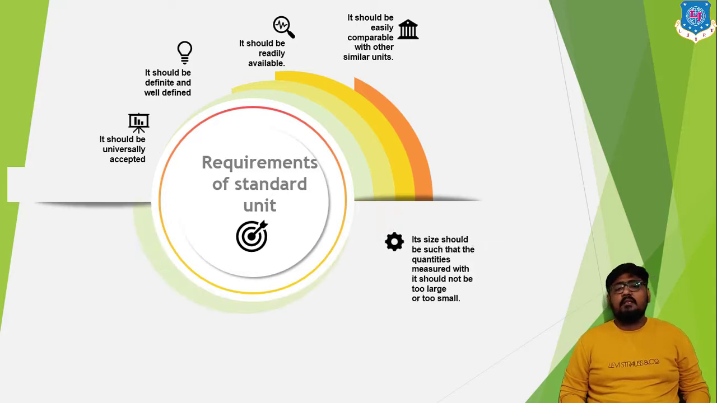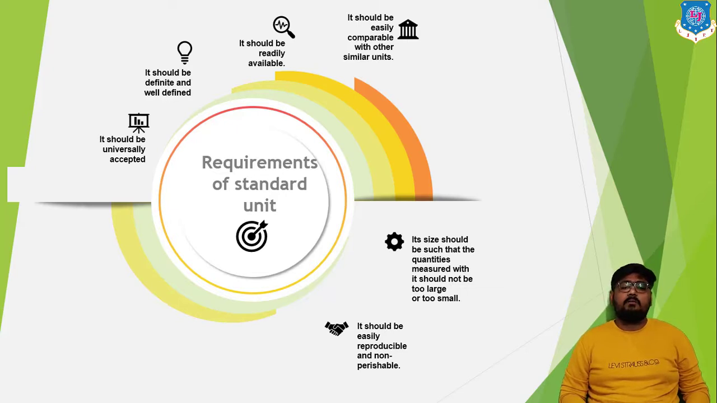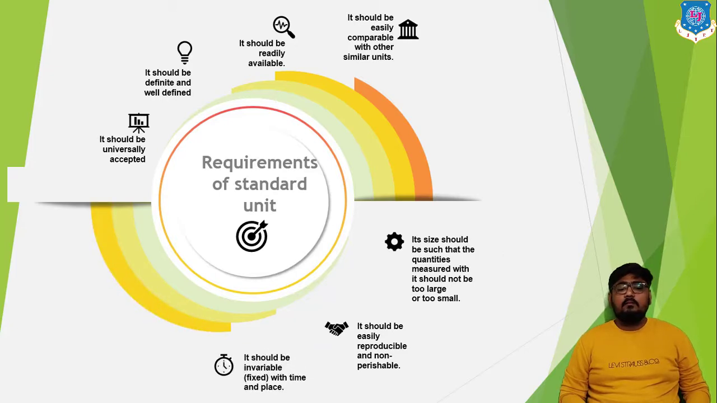Next, its size should be such that quantities measured with it should not be too large or too small. Next, it should be easily reproducible and non-perishable. Furthermore, it should be invariable, meaning fixed with time and place. If you go to America, the temperature conditions are different, but the measurement quantity should be fixed. Whatever the length of a meter is, it should not change with time and place. That is the meaning of that.